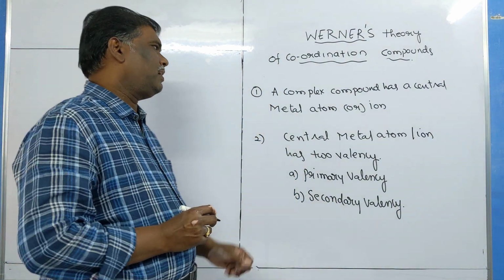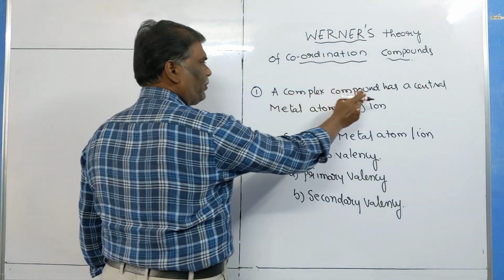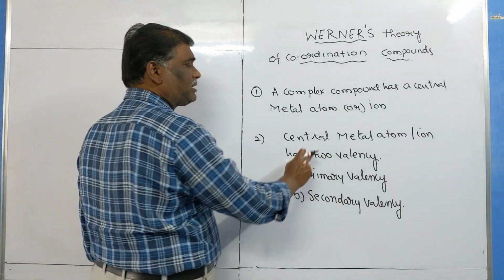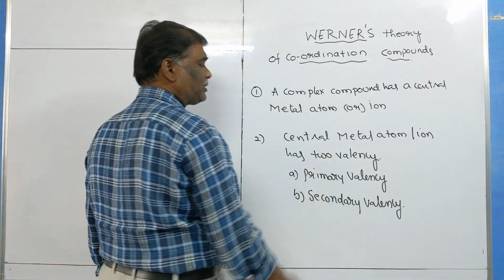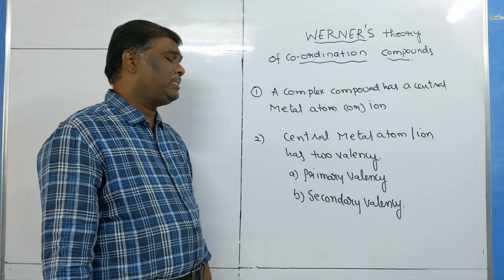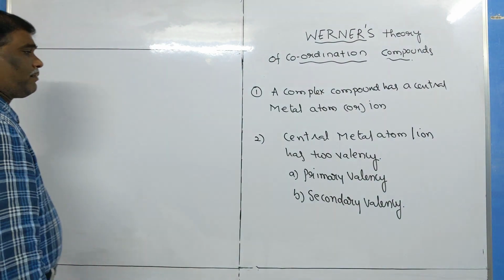The postulates are: a complex compound has a central metal atom or ion. The central metal atom or ion has two valencies. One is primary valency and the second one is secondary valency.